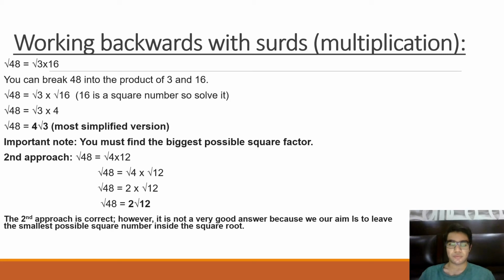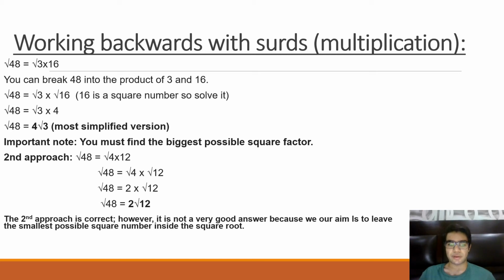So you can break 48 into the product of 3 and 16. So again, square root of 48 is equal to square root of 3 times square root of 16, because these two things mean the same thing, okay? And 16 is a square number, so solve it. The square root of 16 is 4, okay? It's a perfect square, so you just write 4.